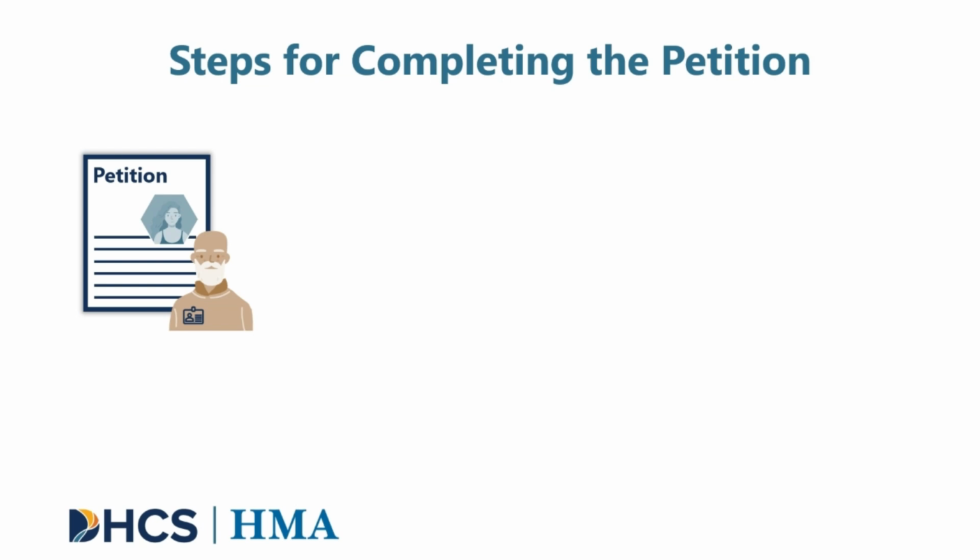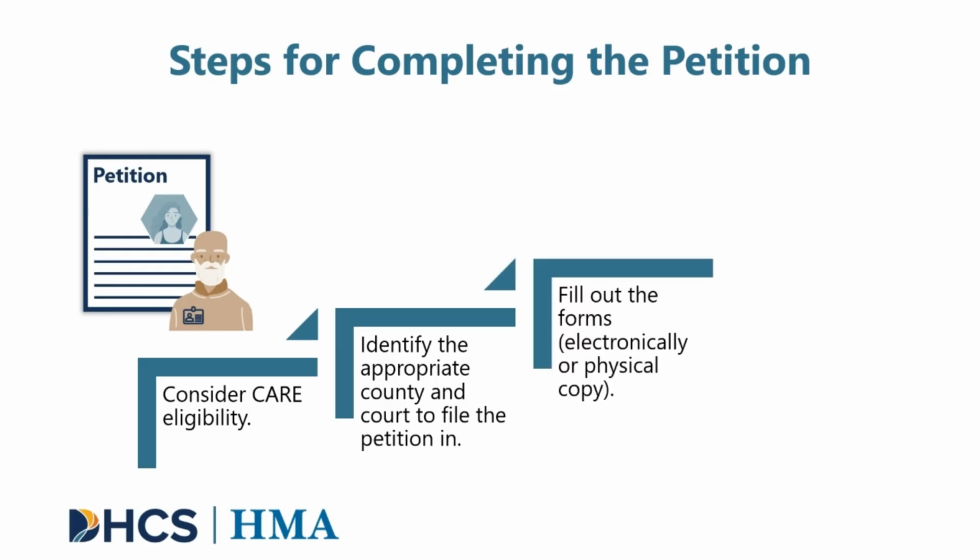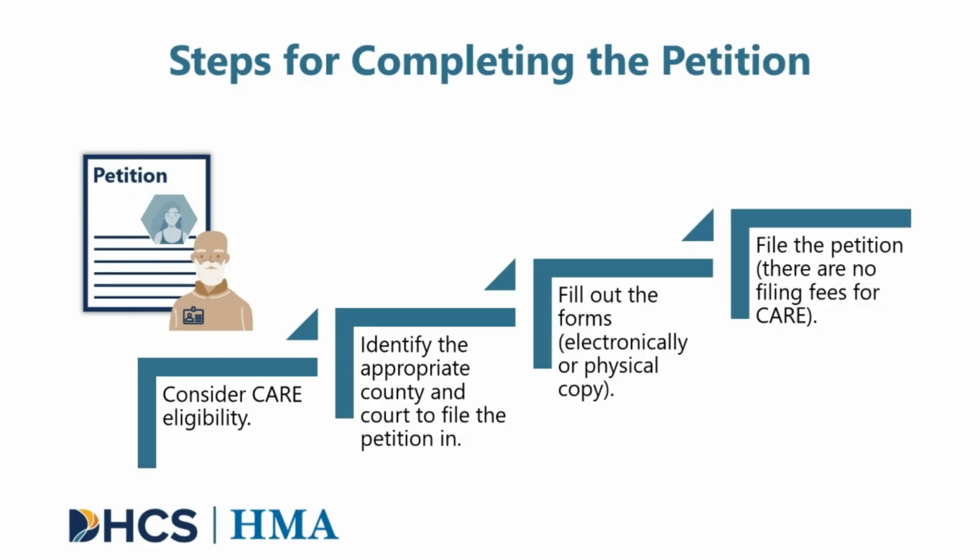Let's look at the steps for completing a petition. Consider how the individual may meet eligibility requirements, which we will review in a moment. Identify the appropriate county and court to file the petition in. A petition can be filed in the county where the respondent resides, is found, or has a pending civil or criminal court proceeding. Fill out the forms, electronically or hard copy, and then file the petition according to your county's process, keeping in mind that there are no filing fees for CARE.